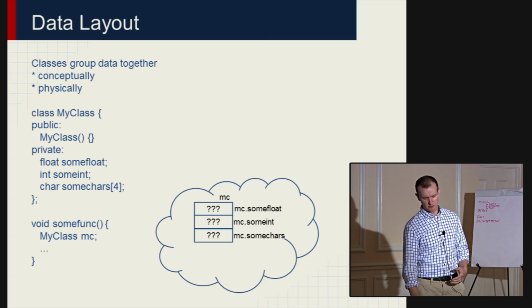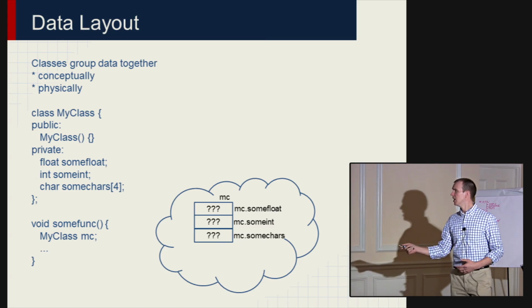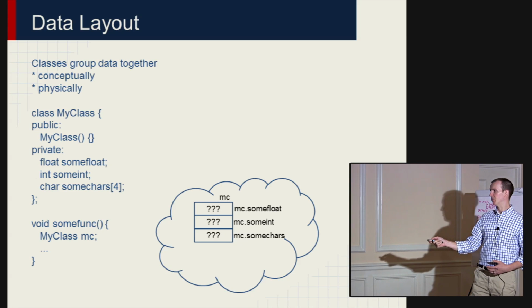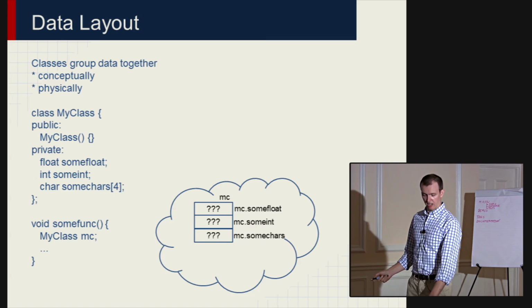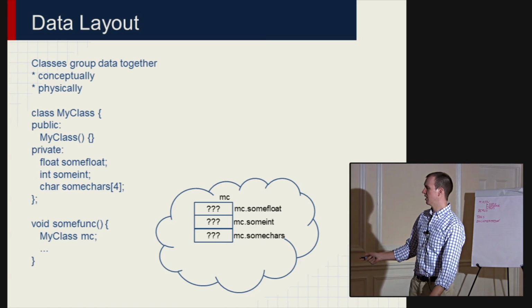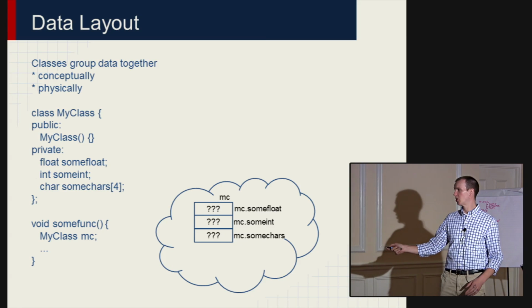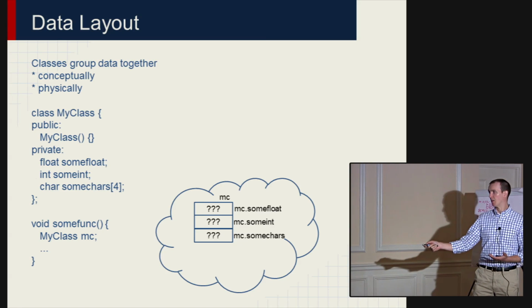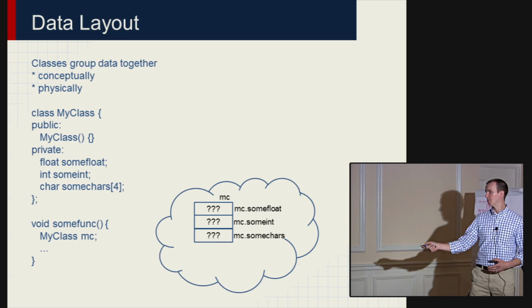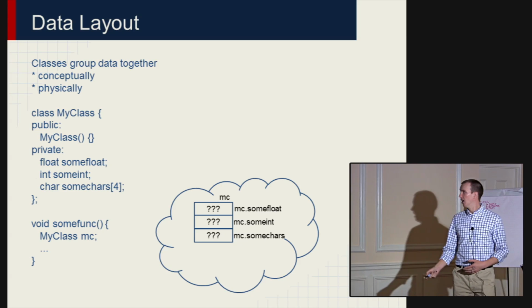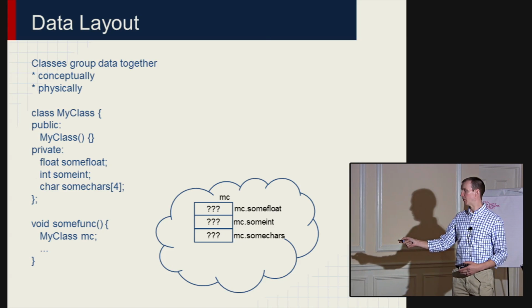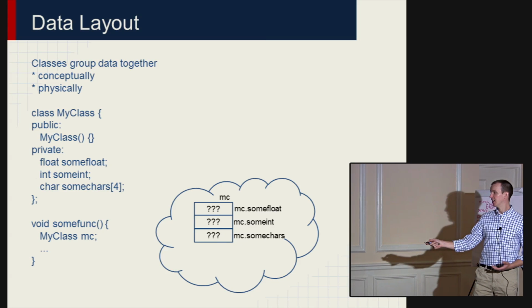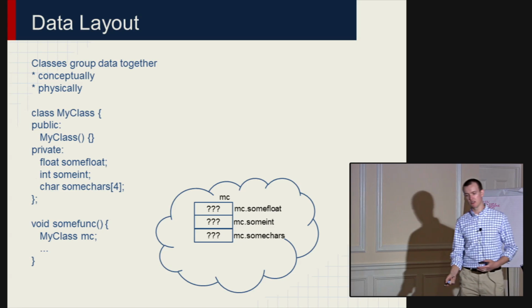So let's say you've got some class here, MyClass, and maybe it has in it some float, some int, and an array of 4 characters. If you allocate an instance of this class in some function, as you're executing this function, it declares: I'm going to declare a new instance of MyClass, name it mc, and put it on the stack. What happens here is that you carve out a piece of memory, and inside this piece of memory, which corresponds to mc, there's space for a float, an integer, and then an array of 4 characters.